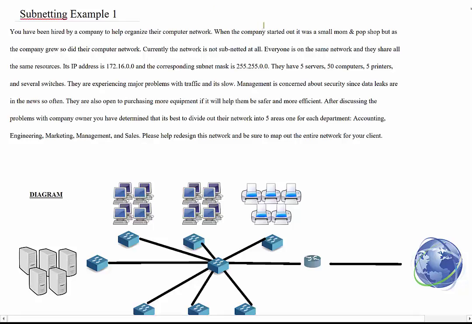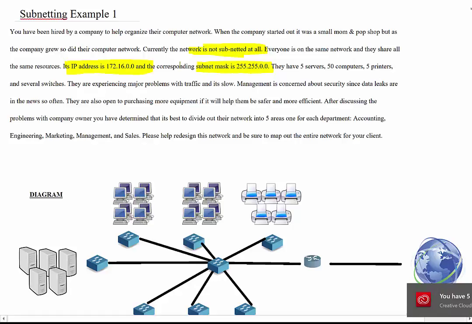When the company started out, it was a small mom and pop shop, so we really don't need anything there. The computer network is not subnetted at all. That's important here, so I'm going to highlight that. So basically everything is on one giant network and everyone can see everything. The IP address is 172.16.0.0. That's important, so I'm going to highlight that there. The corresponding subnet mask is 255.255.0.0. That's actually very important, so I'm going to go ahead and highlight that.